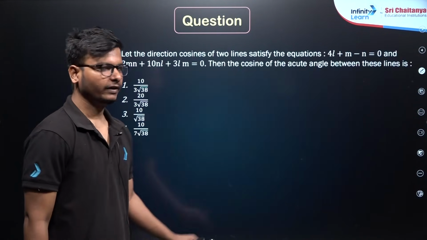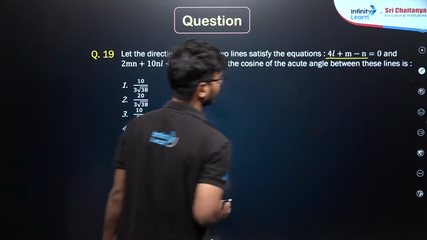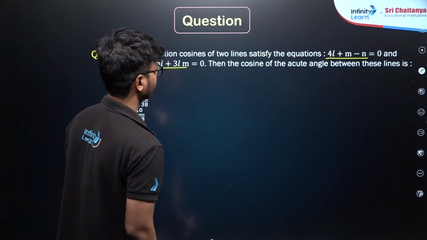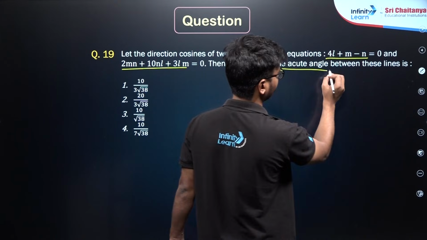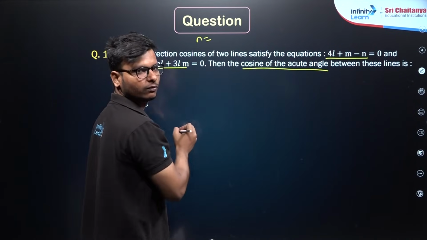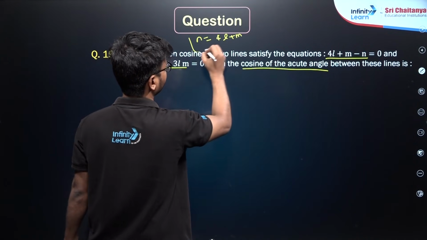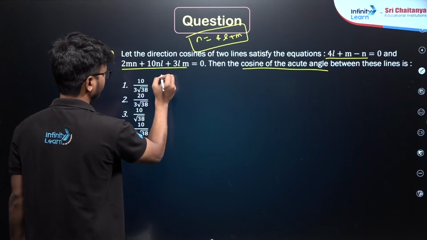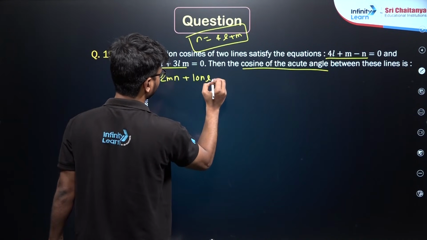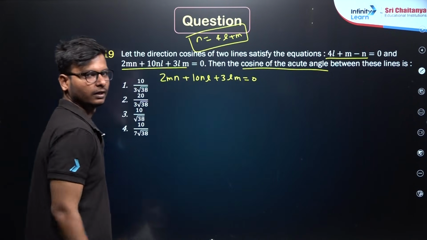Okay. So we have a question. The direction cosine of two lines is given here. Equation of lines satisfy these two equations, and we have to find the cosine of the acute angle between these two lines. So first of all, I can write n is equals to 4l plus m. So here it is 2 times of mn plus 10 times of nl plus 3 times of lm equals to 0. Correct?